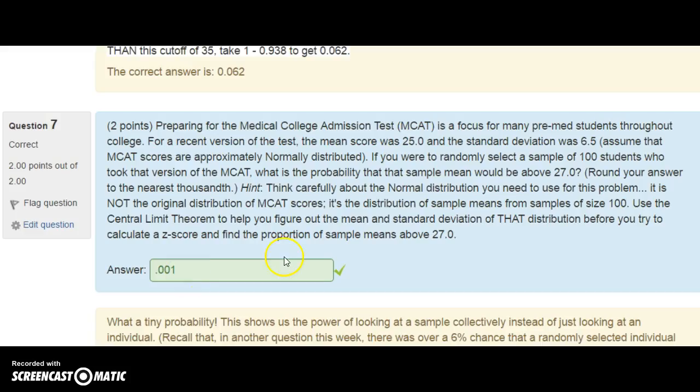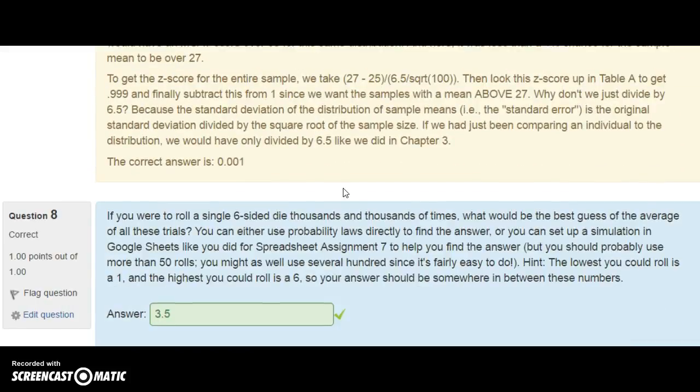Of course, again, we don't want less than, we want greater than, we want above. If this had said less than, we would have left that 0.9990. Table A always gives us the area to the left of a given z-score, or less than. Since we want above, we'll subtract that from 1. 1 minus 0.999 gives us 0.001.